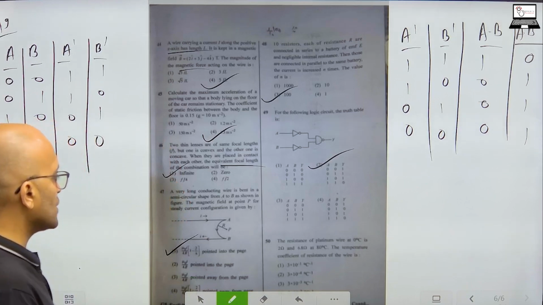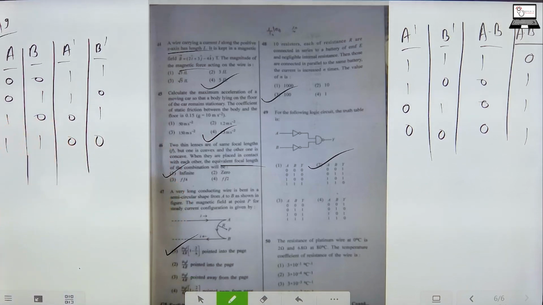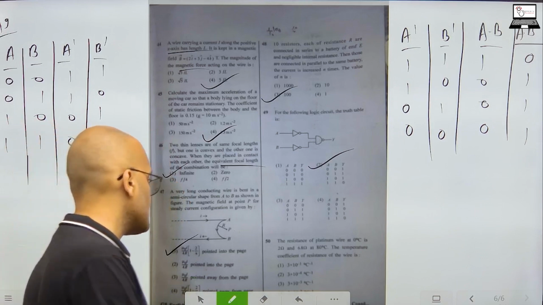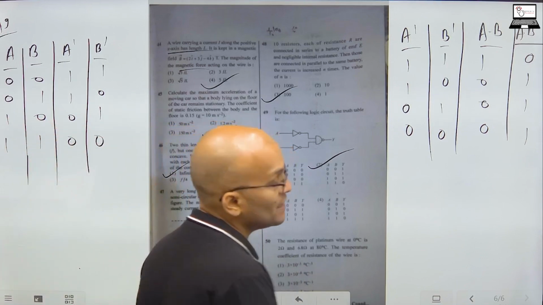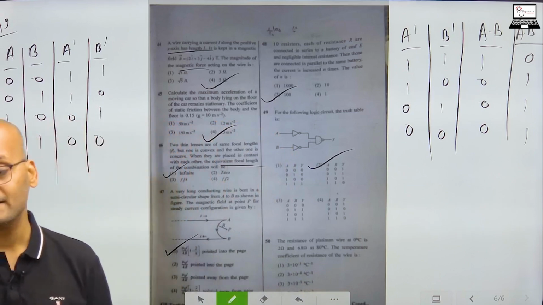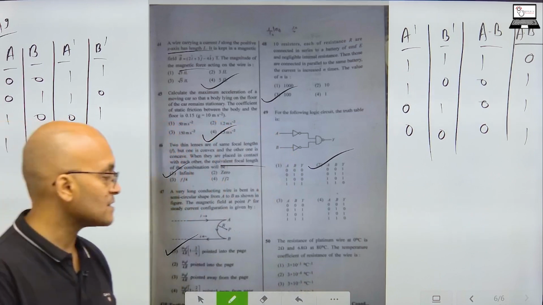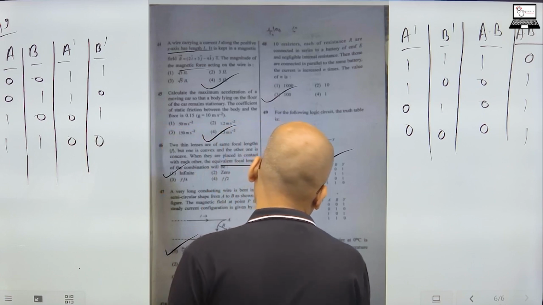Okay, last question. The resistance of platinum wire at 0 degrees is this and at 80 degrees is this. Temperature coefficient: R is equal to R0 into 1 plus alpha T. You can solve it. Answer will come out as 3 into 10 to the power minus 2.